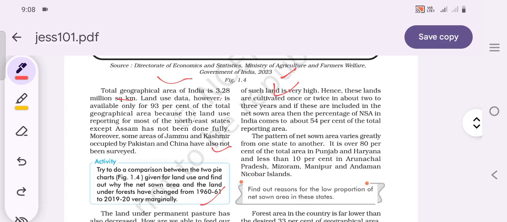Hence, these lands are cultivated once or twice in about 2 to 3 years, and if these are included in the net sown area, then the percentage of NSA in India comes to about 54% of the total reporting area. Okay, so according to net sown area, here it is being said that if forests are not available, at least here we can say that lands are cultivated once or twice in about 2 to 3 years. If this also is included in net sown area, then NSA will come to about 54%. Wherever the numerical data comes, you have to underline this point.